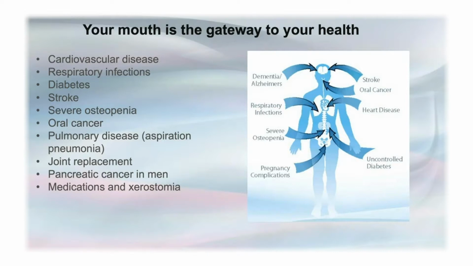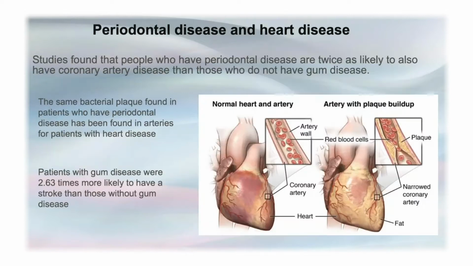You are going to see heart disease. You're going to see oral cancer. You're going to see respiratory infections. You're going to see dementia. You're going to see uncontrolled diabetes. You're going to see these things, pulmonary disease, joint replacement. You're going to see all kinds of medications, xerostomia. You're going to see this, and that's why it's so important for us as health givers to look at their medical history, explain to the patient what happens in their mouth affects everything else, especially patients that are going into surgery, patients that have cancer.